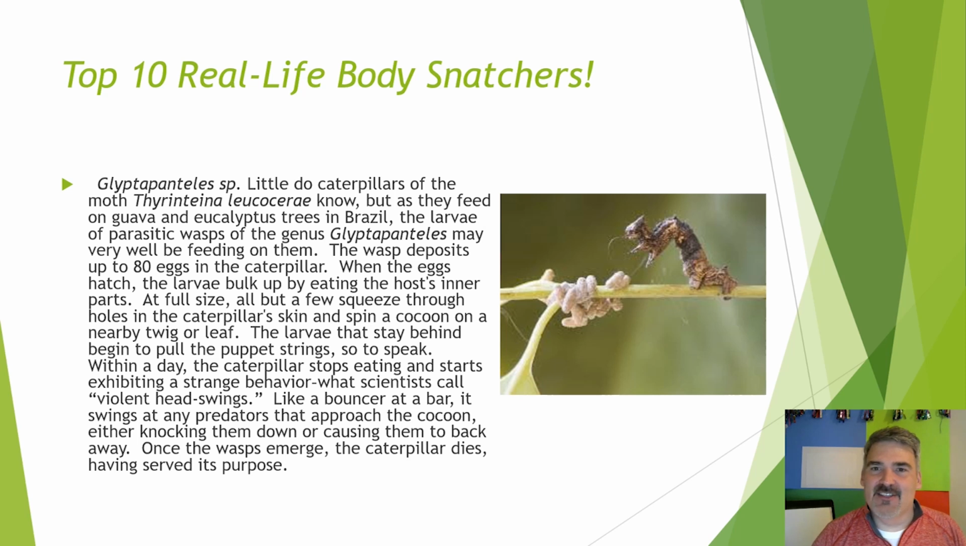So now all 80 of those eggs are hatching and the larvae bulk up by eating the host's inner parts. I know that bulk up means to get stronger, to get muscular. So clearly the larvae are growing and getting stronger by eating the insides of the caterpillar. Then it says that once the larvae reach full size, all but a few are squeezing through the holes in the caterpillar's skin so they can spin a cocoon. But what happened to the few larvae that stayed behind?